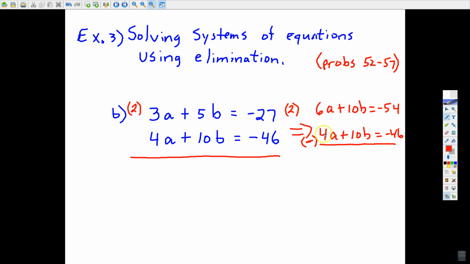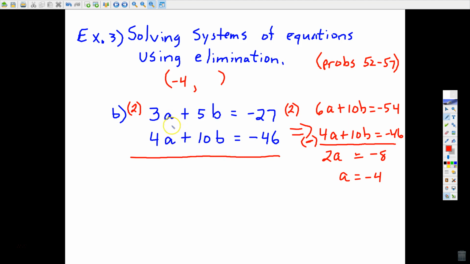So 6 minus 4 is 2a. And then negative 54, now this is tricky, so be careful here. Negative 54 minus negative 46 is really plus 46. Negative 54 plus 46 is negative 8. So we get our answer for A, that's negative 4. I know we're using A and B instead of X and Y, but you can think of the A like you would X. And now let's solve for B.